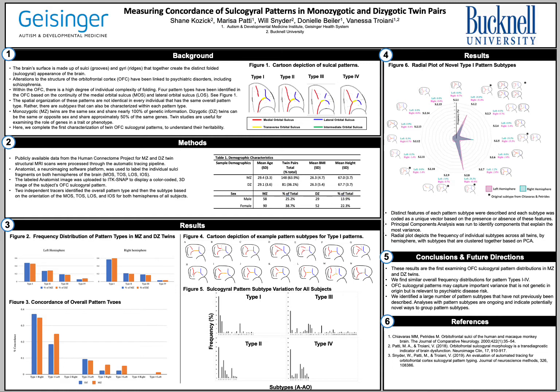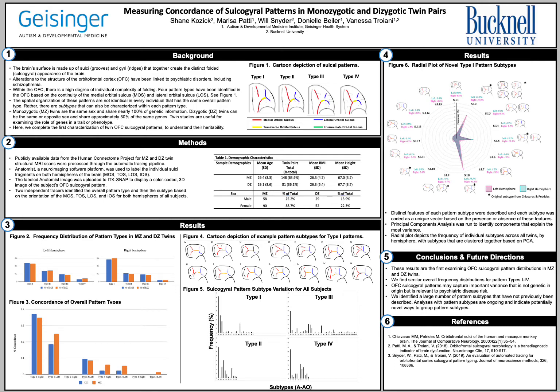psychiatric disorders. Figure 1 depicts cartoon illustrations of the brain that show the four pattern types identified based on the continuity and discontinuity of the red traced MOS and the blue traced LOS. These patterns are named according to frequency in the general population, with type 1 identified in 60%, type 2 in 25%, type 3 in 10%, and type 4 in 5% across studies.